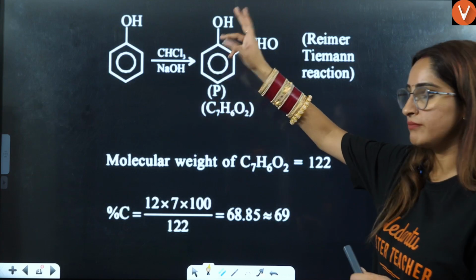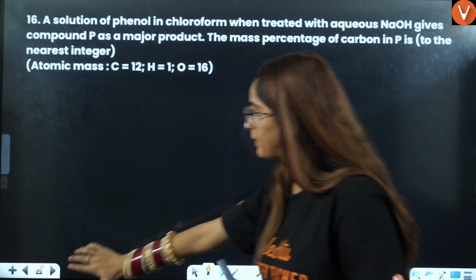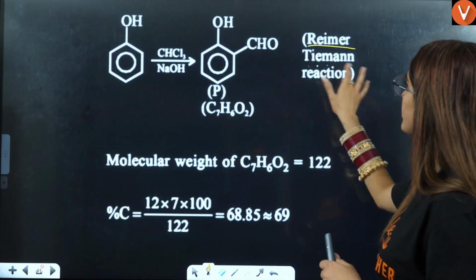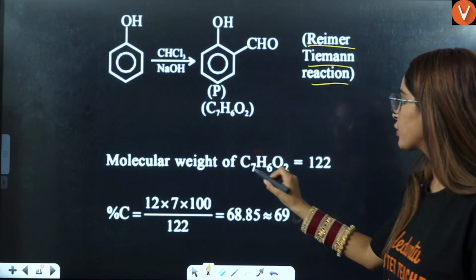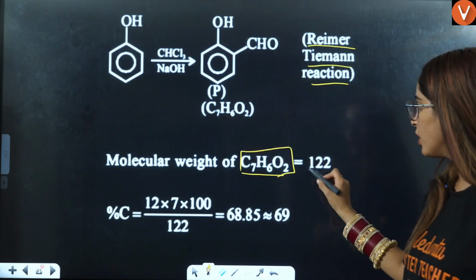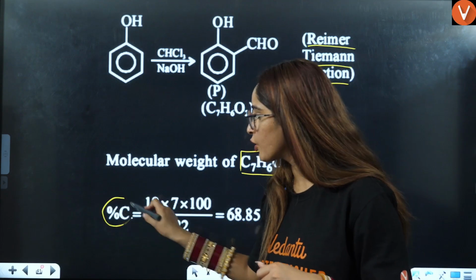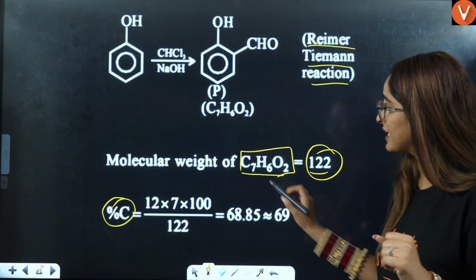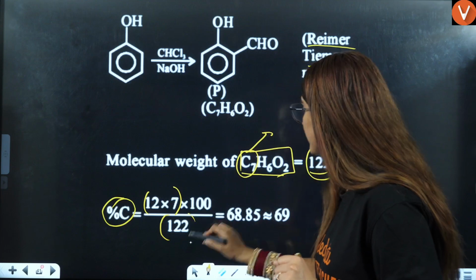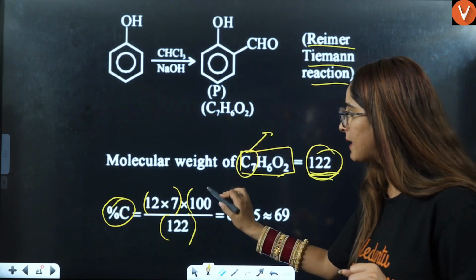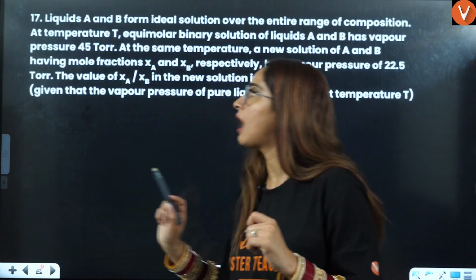See, phenol in chloroform when treated with aqueous NaOH gives a compound P. What is that compound P? According to the Reimer-Tiemann reaction, salicylaldehyde is that compound P. Molecular formula is C7H6O2, and the molecular weight is 122 after calculating the molar mass here. They are asking you the percentage of carbon. Percentage of carbon is the molar mass of carbon, that is 12 into 7, divided by the total molar mass of the compound, multiplied by 100, that is going to be approximately 69. That is the correct answer.